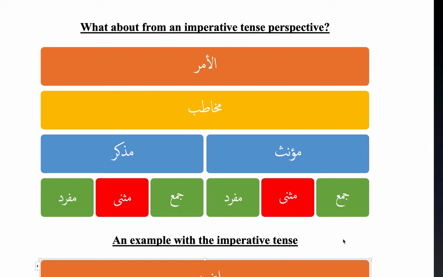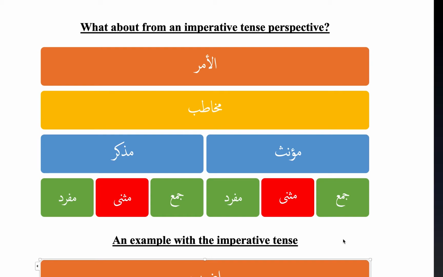Remember we said that we are going to discuss the tasarif and muttarida, right? We're going to take the madi, the mudari', the amr, the ism fa'il, the ism maf'ul, and we're going to conjugate them based on the masculine, feminine, first person, second person, third person, singular, dual, and plural. Good. We stopped at the fi'lul amr.